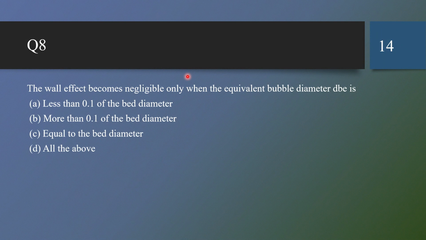What happens if it is equal to the bed diameter? The bubble would be almost occupying it totally. The wall effect is much more, like it can get stuck in that. Or if it is more than 0.1 times the bed diameter, again the same thing. Or if it is less than 0.1 times the diameter of the bed, then that is the right answer, because only in those conditions the wall effect becomes negligible.